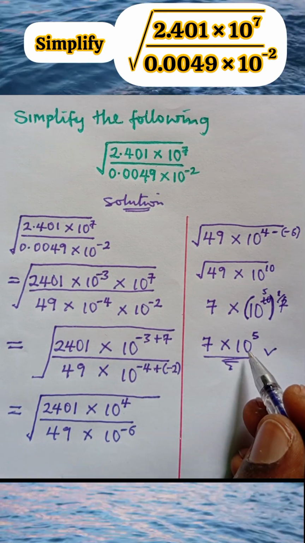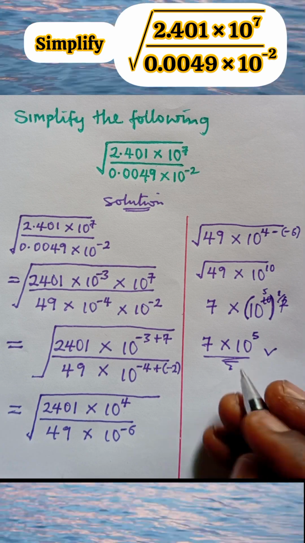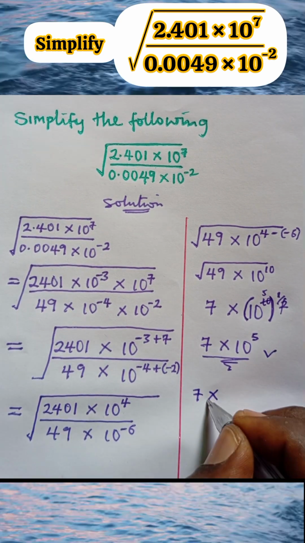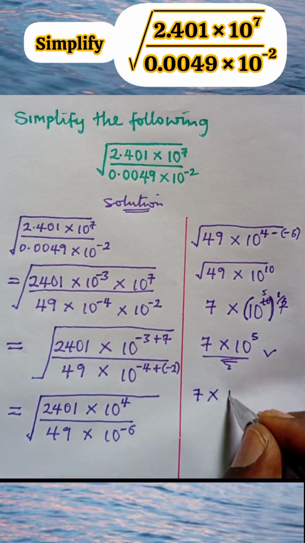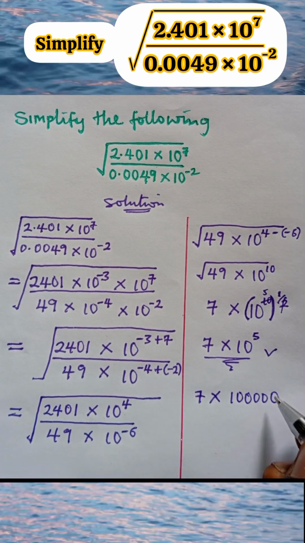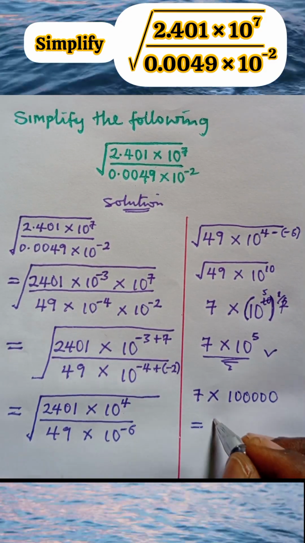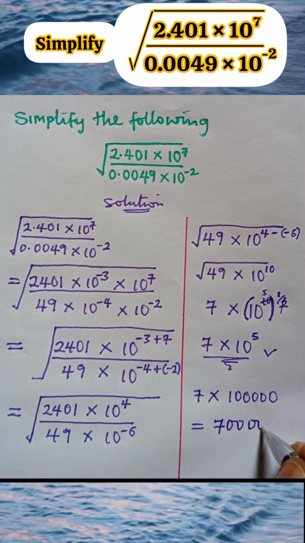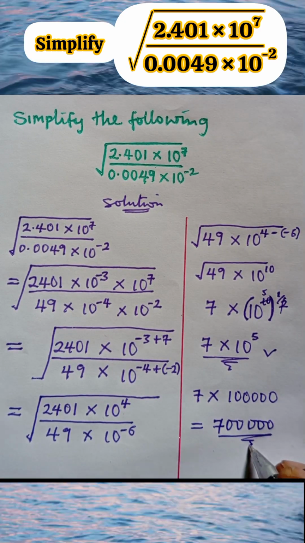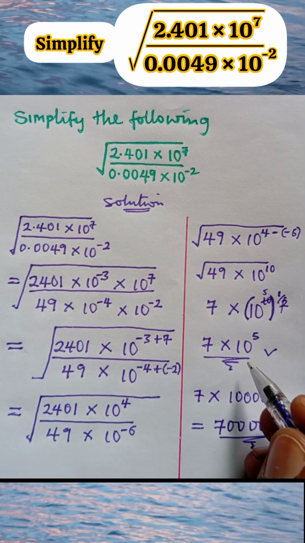Get it? We may also want to express the answer in normal form, and this is what it will be. We have 7 times 10 raised to the power 5, the same thing as 1000 into 5 places, and when you multiply this, we have the answer as 700,000 in ordinary form, and this is the answer in standard form.